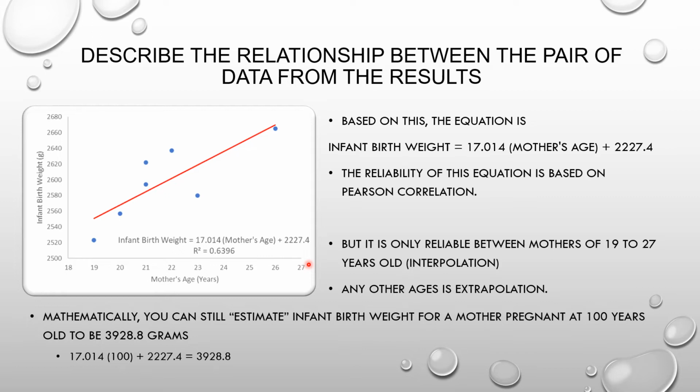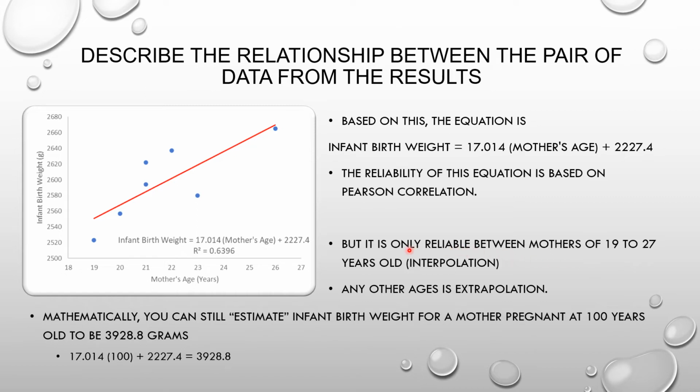It depends on the type of studies that you're dealing with. What I want to explain here is, even if the equation is reliable, it is only reliable up to the data points that we have. Our lowest age for the mother is 19 years old, the highest age is 27 years old. So it's only reliable within this range.